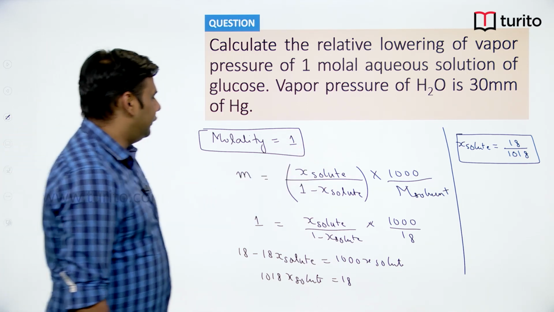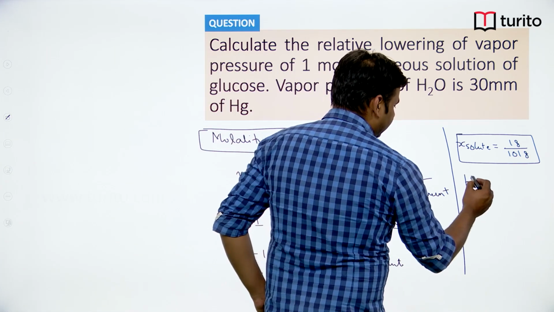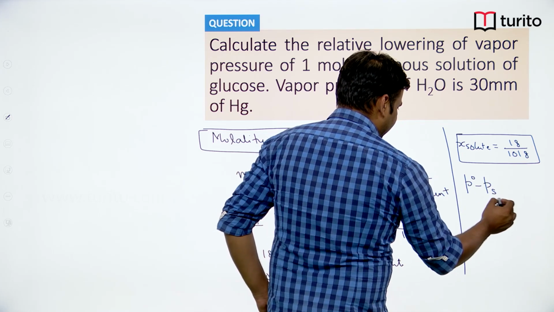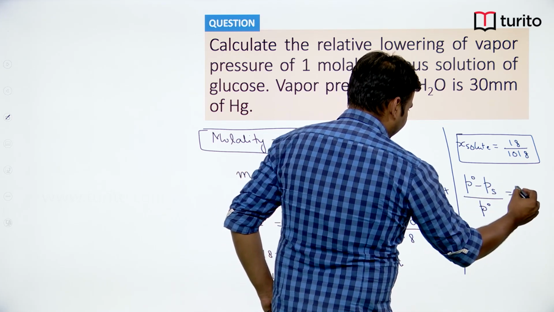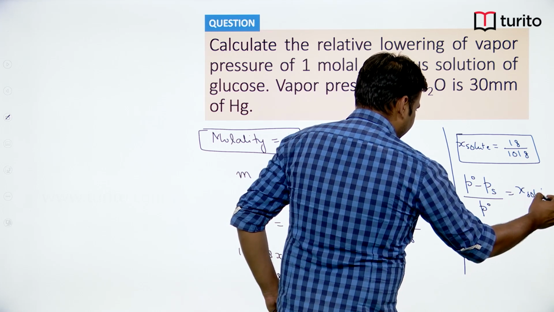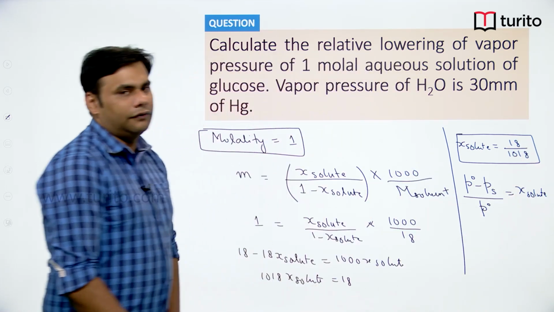We know that the relative lowering in vapor pressure is P naught minus Ps upon P naught. This is equal to the mole fraction of solute. So the answer would be 18 upon 1018.